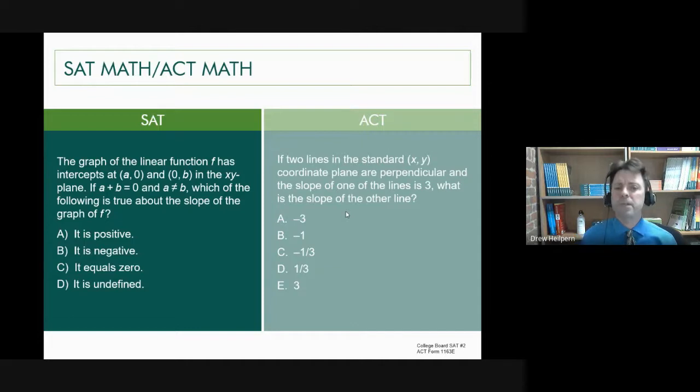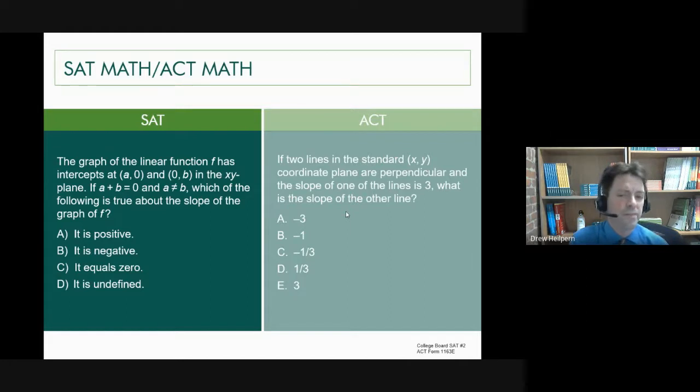And these are both about the slope of a line. I chose these two questions because I think they do a nice job of highlighting the power of the SAT versus the speed of the ACT. So this is the way the SAT question goes, and I'll just read it so you can hear it. It goes like this: The graph of the linear function f has intercepts at (a, 0) and (0, b) in the xy-plane. If a plus b equals 0 and a doesn't equal b, which of the following is true about the slope of the graph of f?